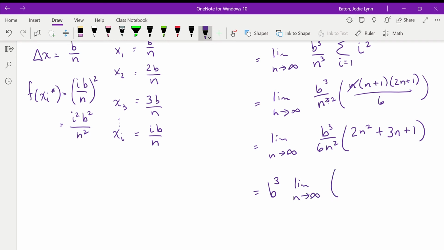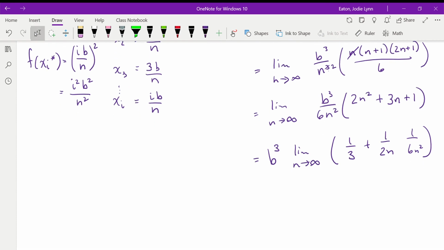So now 2n squared divided by 6n squared is 1/3, plus 3n, so that's 1 over 2n, and 1 over 6n squared as we distribute our denominator. Now, as n goes to infinity, that goes to 0, and that goes to 0, so we are left with 1/3 times b cubed, or b cubed over 3. Either way is a valid way of writing it.